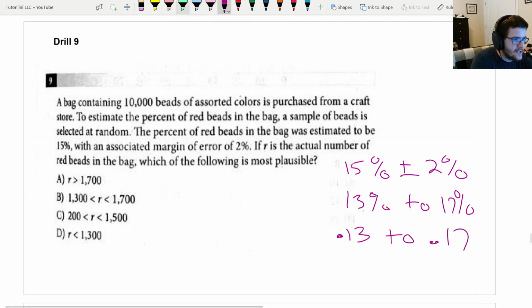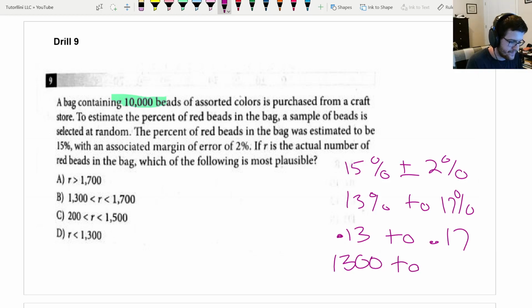And now it says there's 10,000 beads. So I had ones like this in my Ottocento video. What you do is you just multiply that percent by the population size. So 0.13 times 10,000 is 1,300. And then 0.17 times 10,000 is 1,700.